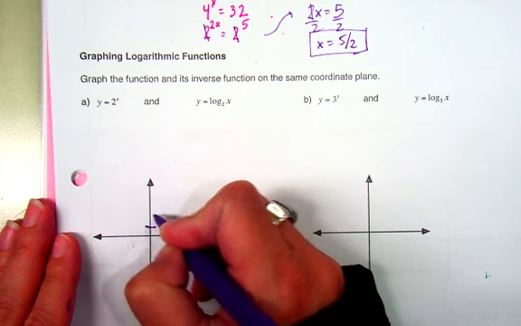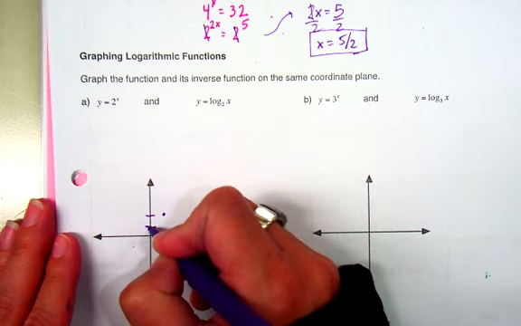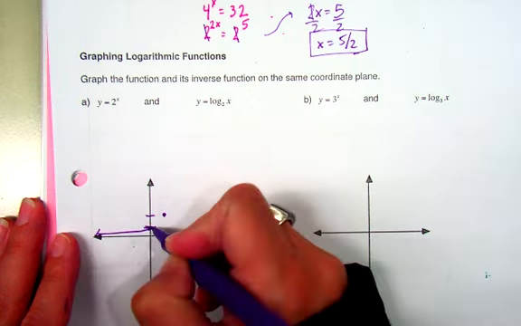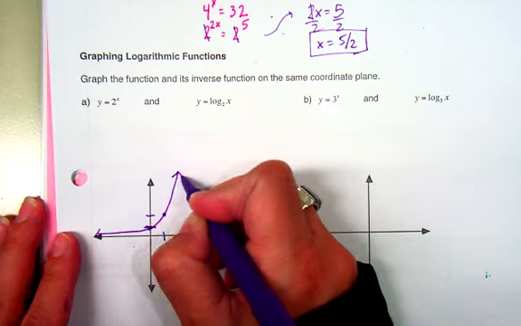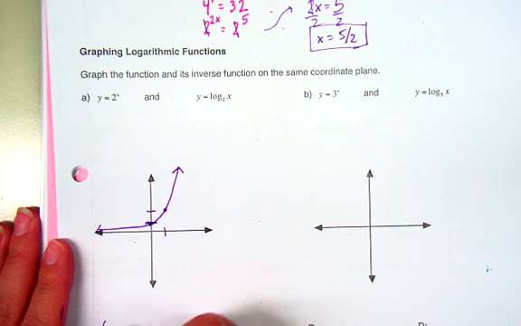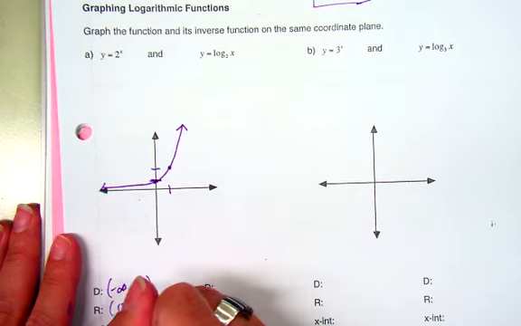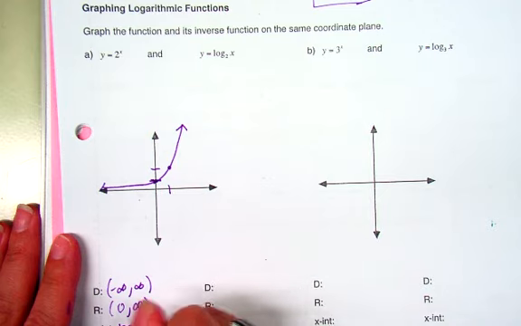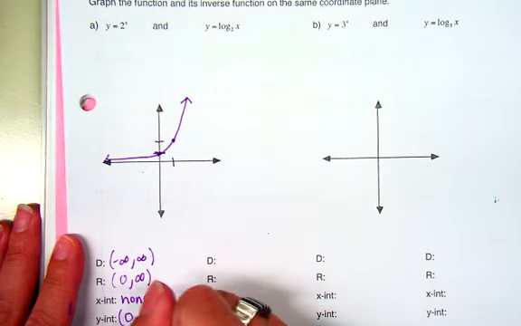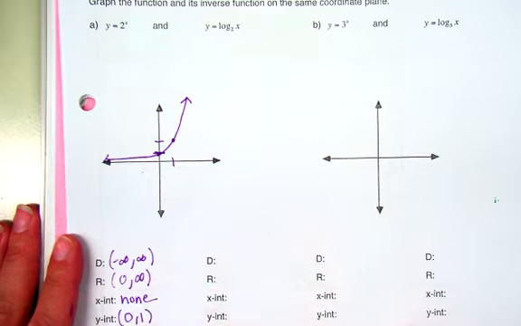So we know what that graph is going to look like. It'll go through 0, 1 and through 1, 2. It has a horizontal asymptote at 0 and shoots up like this. For that one we know its domain, we know its range, its x-intercept is none, its y-intercept is 1, and it has a horizontal asymptote at y equals 0.